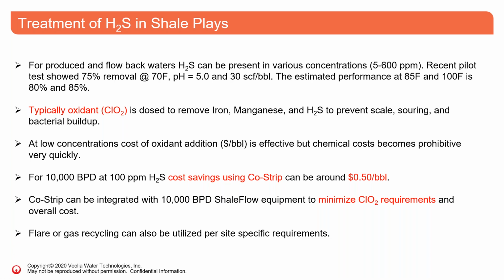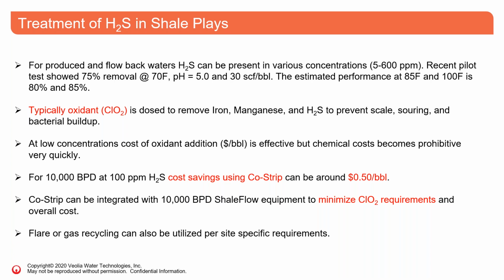Another method that's commonly seen in produced water sites is to reduce H2S by dosing oxidants like chlorine dioxide or hydrogen peroxide. These oxidants usually help to remove iron, manganese, as well as reduce H2S and prevent scaling, souring, and bacterial buildup.